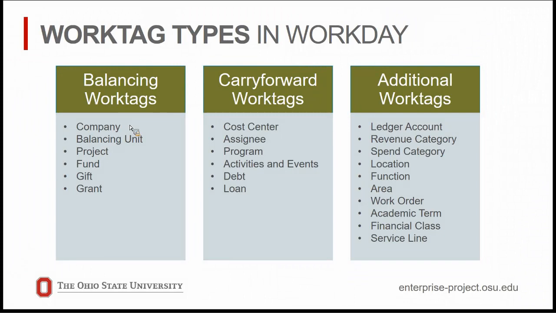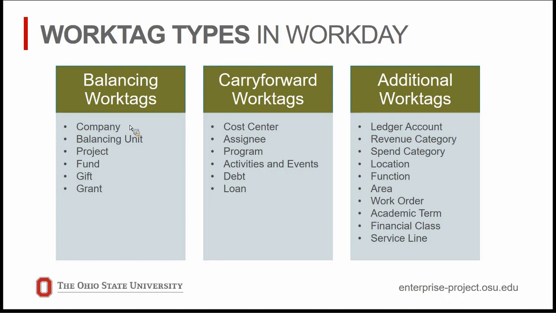Fund is where we're going to probably see the largest change, specifically on the university side. We have over 25,000 funds today, and as of right now, we have only about 50 funds planned for PeopleSoft. And the reason we're able to get away from all of those funds is because of the functionality of balancing work tags and carry forward work tags, which I'm going to talk about. Gifts and grants, we have these today, but they will have their own work tags in the future. So we will be able to pull those out of the funds and projects.